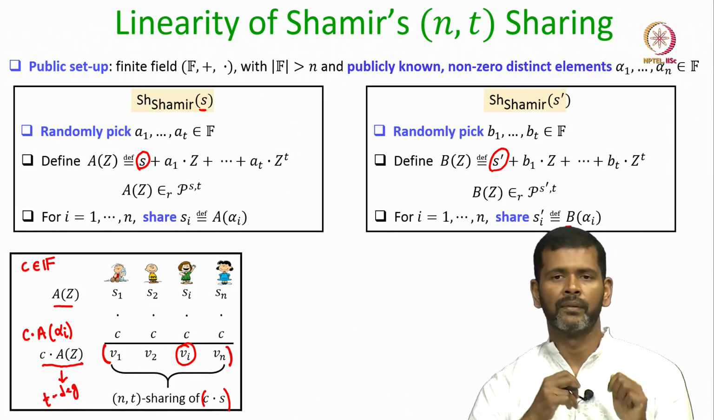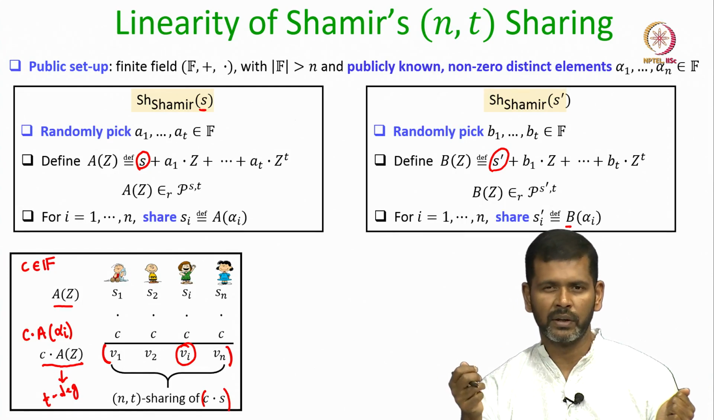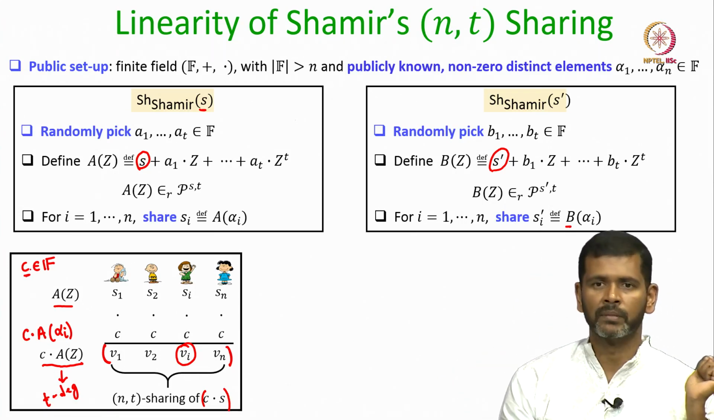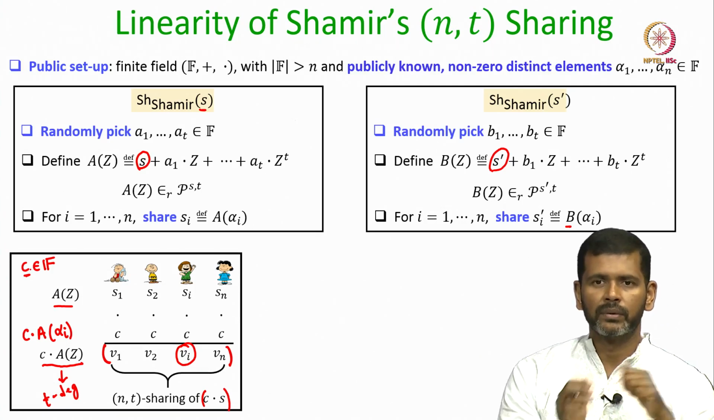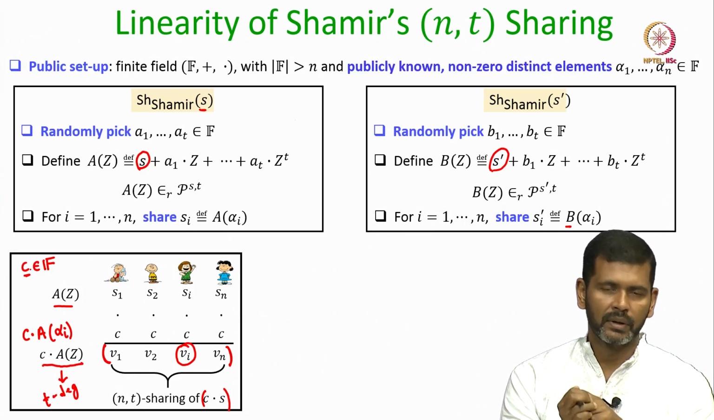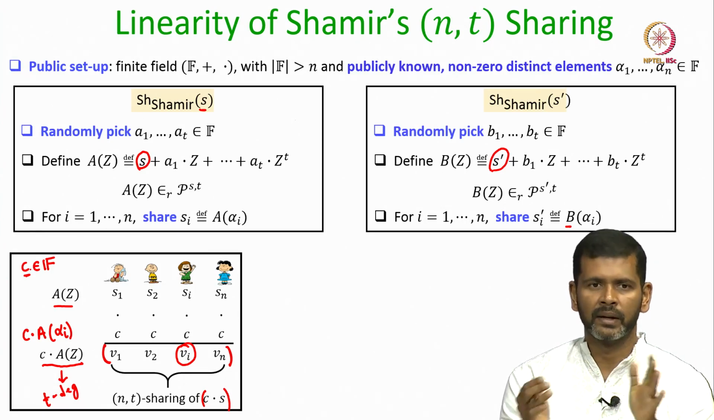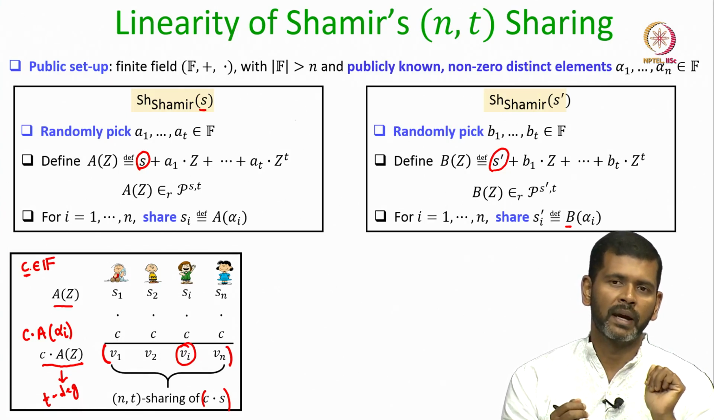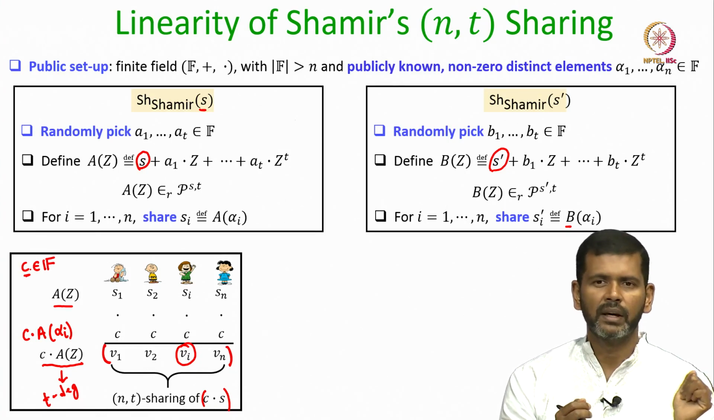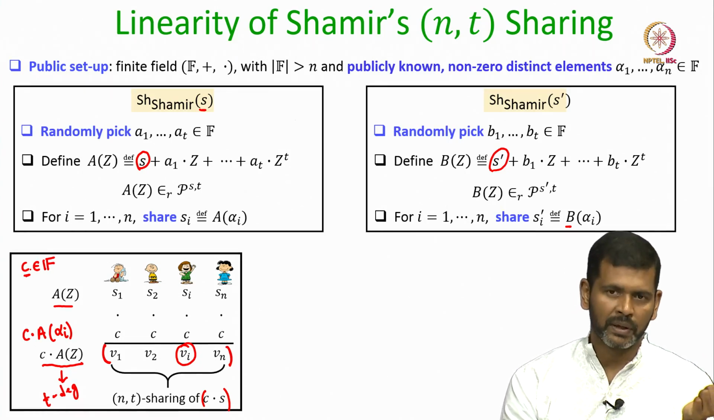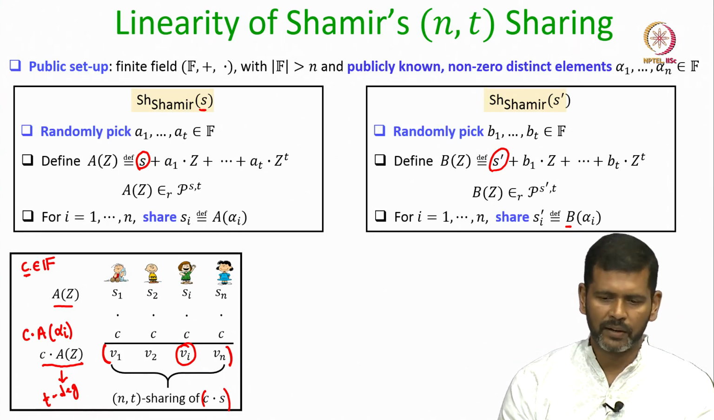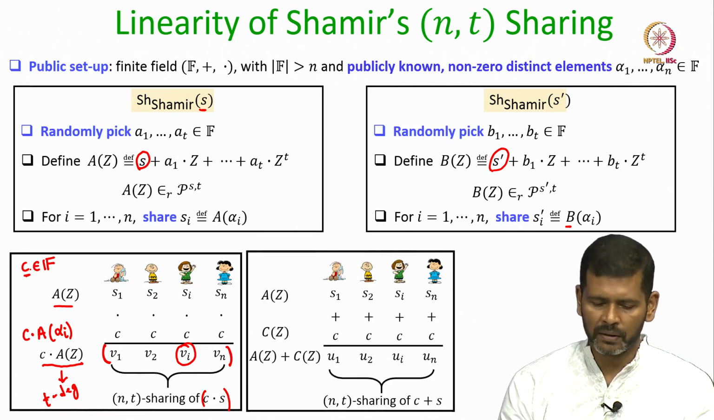That means, if a value S is already secret shared among the parties, and if there is a publicly known constant C from the field, then to generate a t out of n secret sharing of the value C times S, the parties need not interact. They can just multiply locally their respective shares of S with this constant C, and that will give them their respective shares for the value C times S. So, that is what we mean by linearity operation here.